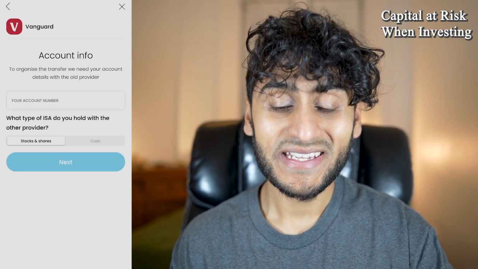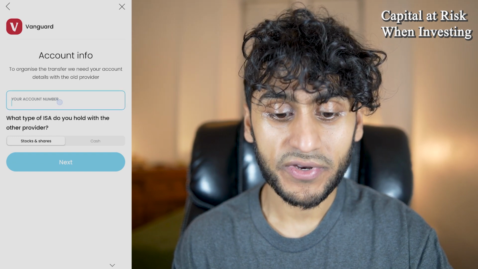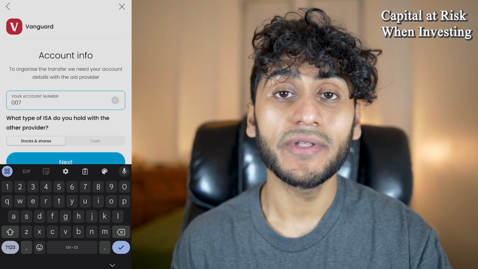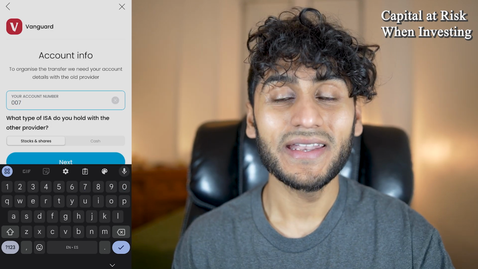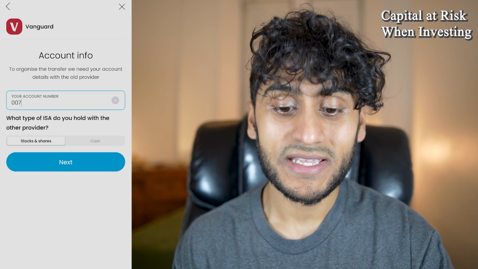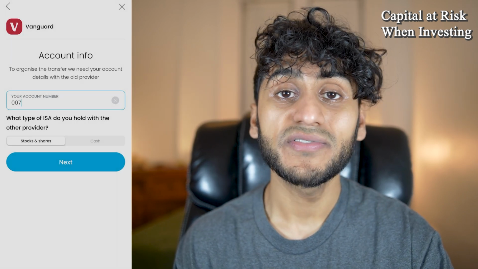So once you've clicked into this menu, you can see here you need your Vanguard account details ready. For example, your Vanguard account number. For this one, I'm just going to make up a number, 007, and that will allow me to continue the process. Now with Vanguard, you can only transfer your stocks and shares ISA, as Vanguard currently does not have a cash ISA, so all you have to do is press next.